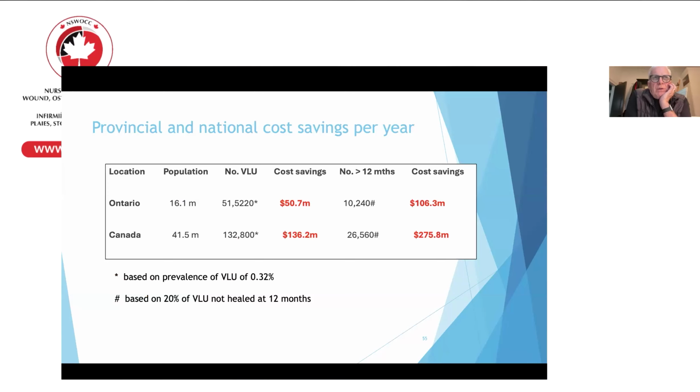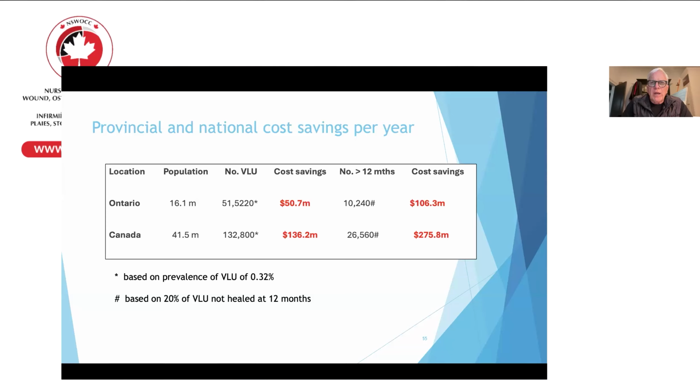And if we look at this, think about those two groups and extrapolate those numbers across Ontario and also across Canada. And we've used published data on the prevalence of venous leg ulcers, with a mean value being about 0.32% of the population. So that gives the number of patients with venous ulcers. The cost savings, if we treat just all comers, you'll see that cost savings in Ontario alone is about $50 million, in Canada, 136.